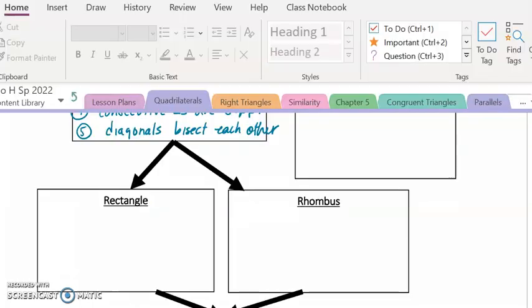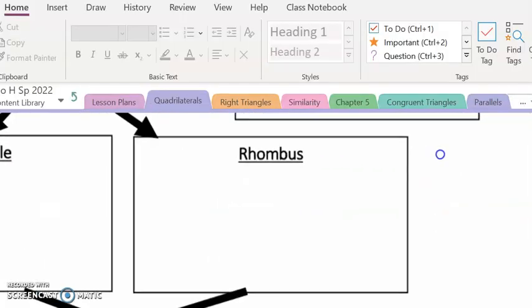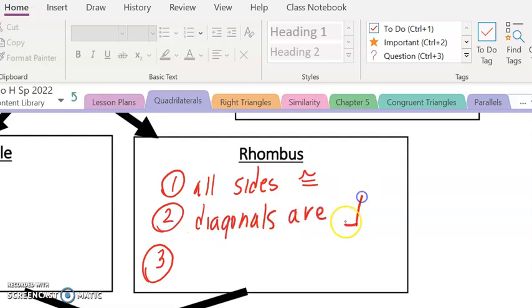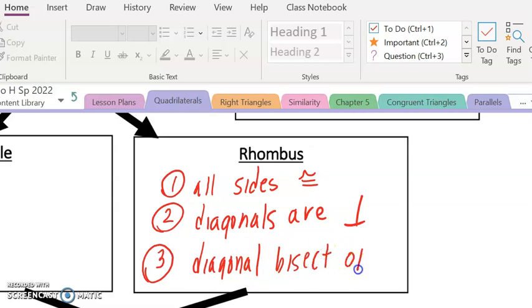So real quick, if you go to your rhombus on your flow chart, please fill that in. You can pause the video if you don't need me to write it, but it's all sides congruent. Diagonals are perpendicular. And then lastly, it's that the diagonals bisect opposite angles, okay?